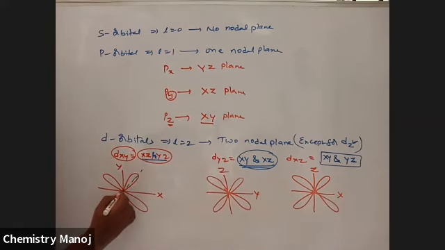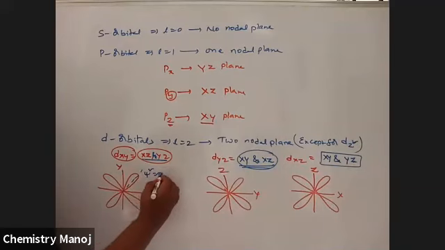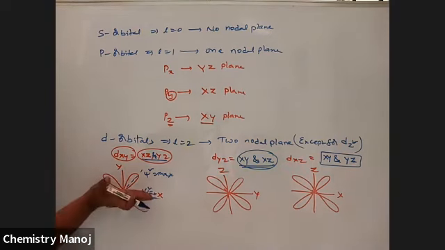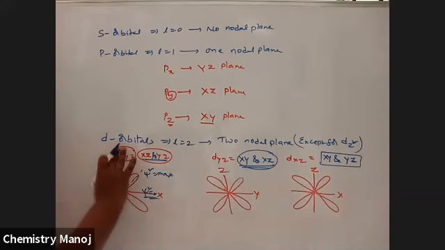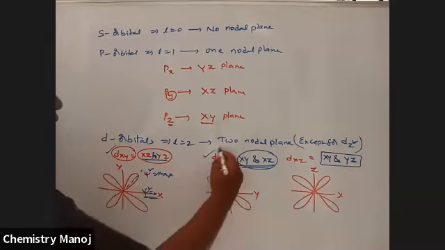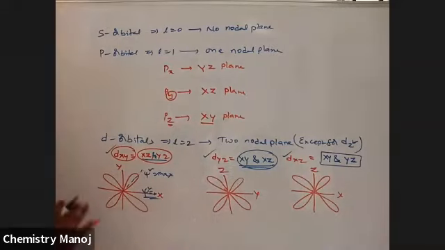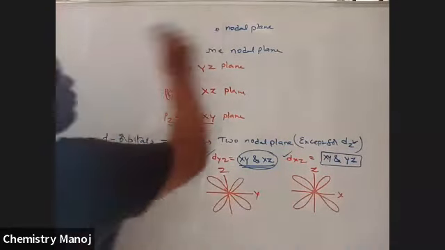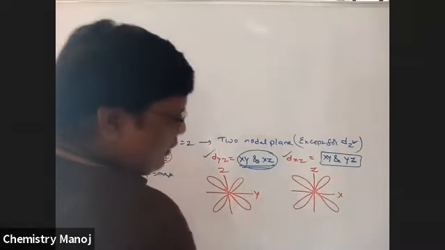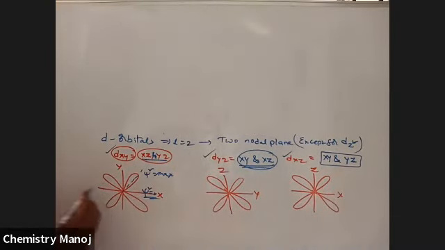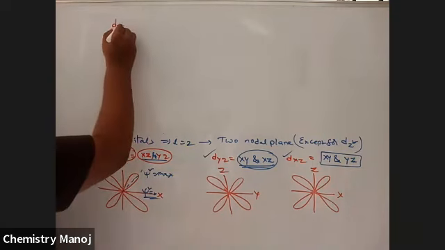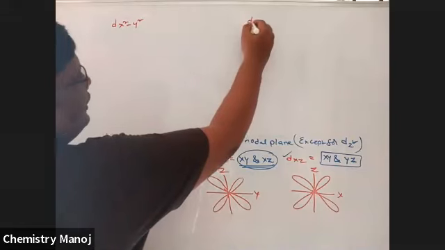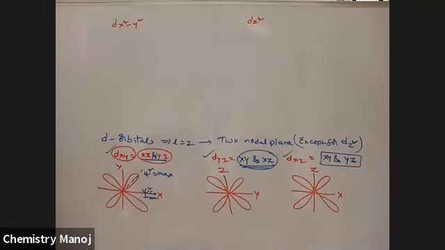At an angle of 45 degrees, psi square is maximum. But on the axis, psi square is equal to 0. That is the plane corresponding to those lines where psi square is equal to 0. So all these are conditions for d orbitals: dxy, dyz, dxz. Next, there are two other orbitals, dx square minus y square and dz square. These are the two orbitals.